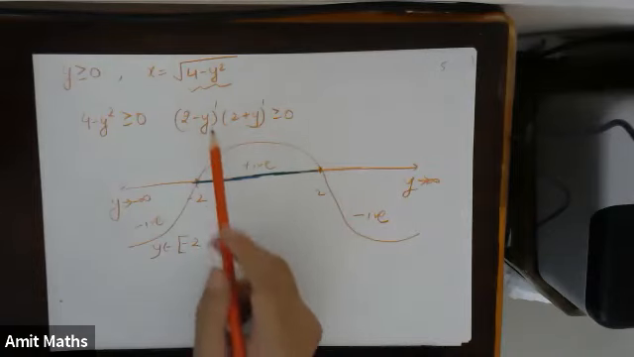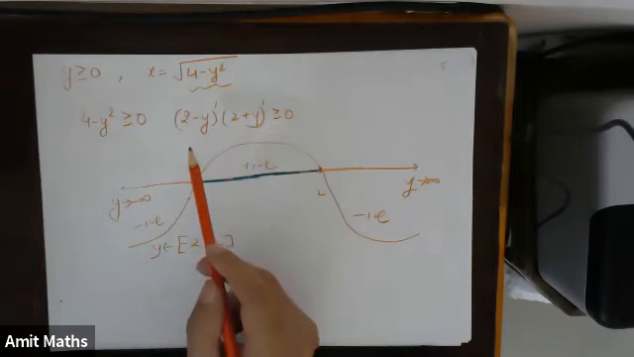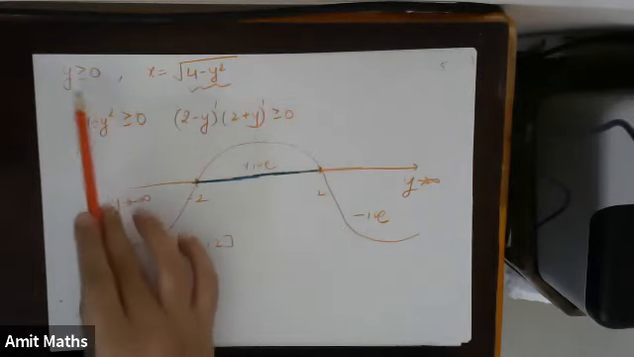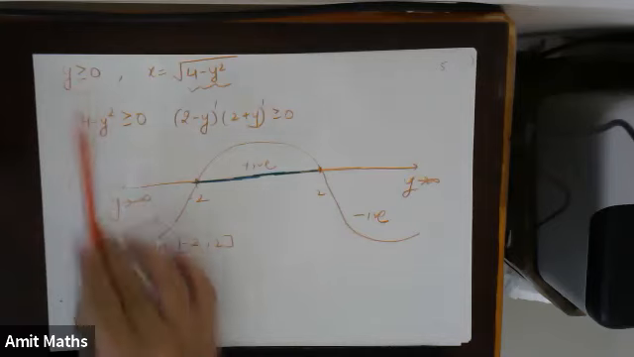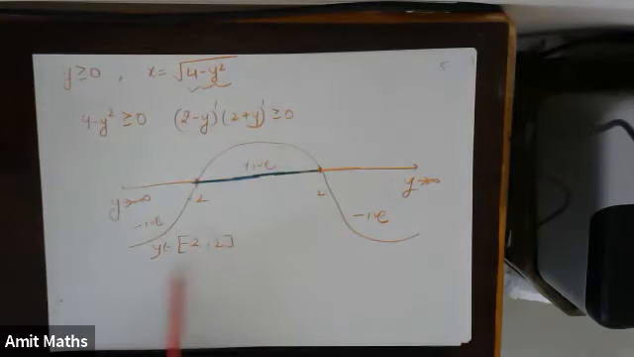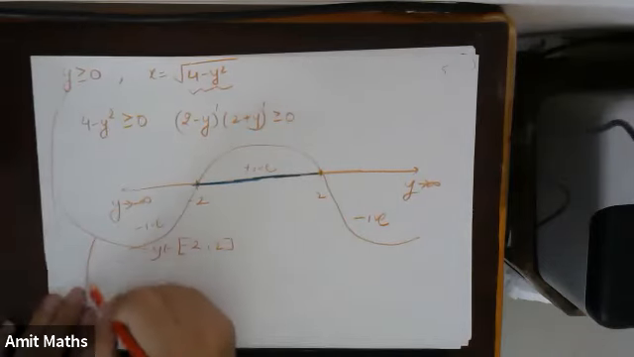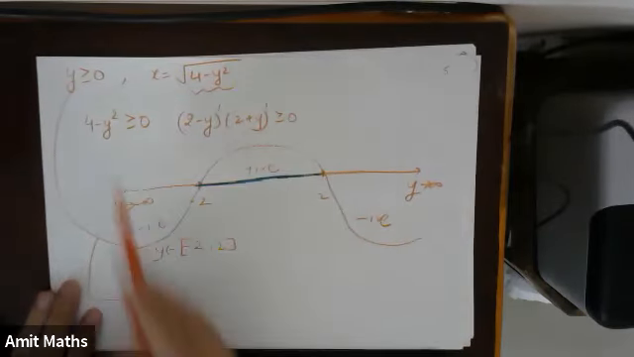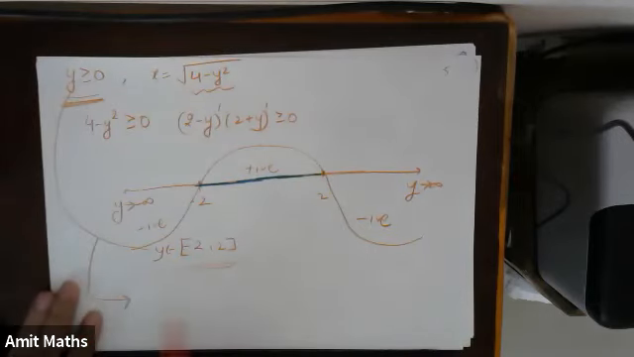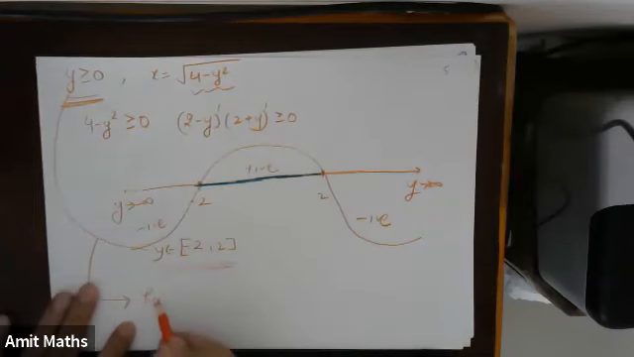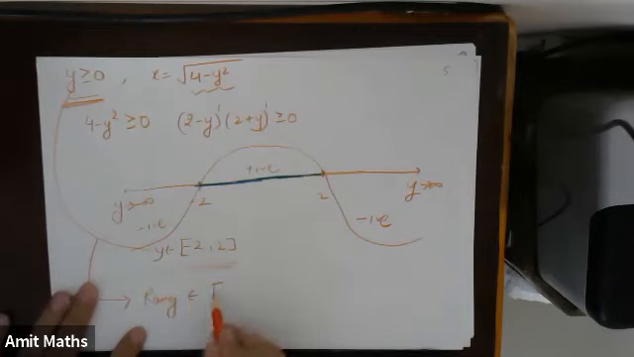Now this will become the range of y. But we already have one condition that y should be greater than or equal to 0. And from here we are getting y belongs to minus 2 to 2, both being close bracket. So what we will do now? We will take the intersection of this condition and this condition. Here y is from minus 2 to 2, and here y is greater than or equal to 0. So the range of that original function will become from 0 to 2.